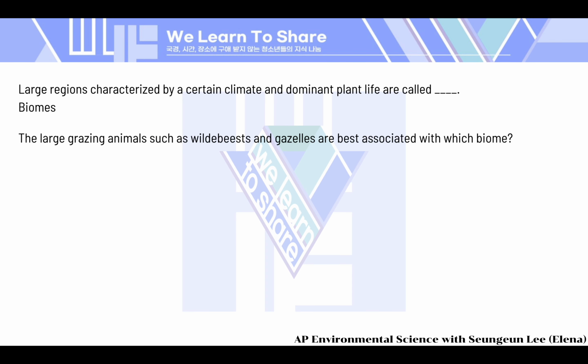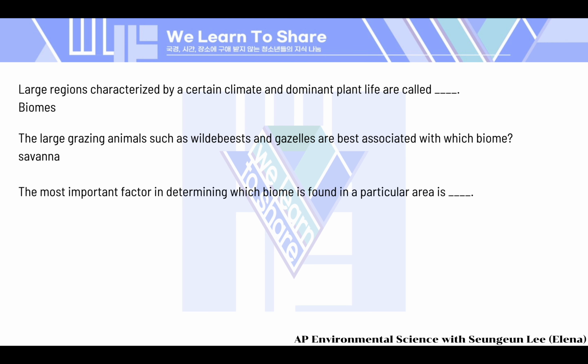And the large grazing animals such as wildebeests and gazelles are associated with which biome? So you can see that there are grazing animals, so there should be enough grass, right? And also a suitable and appropriate climate for animals to live. That would be savanna, or in other words, tropical grasslands. And the most important factor in determining which biome is found in a particular area is climate. You remember comparing climate versus weather, right? Climate is long term and weather is short term.